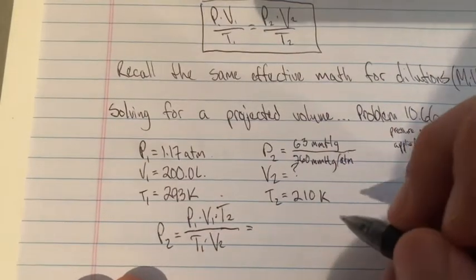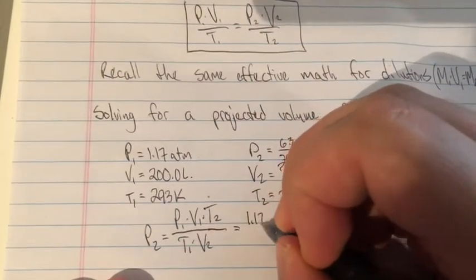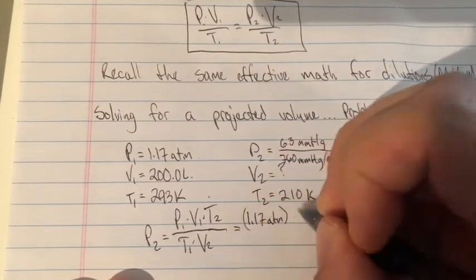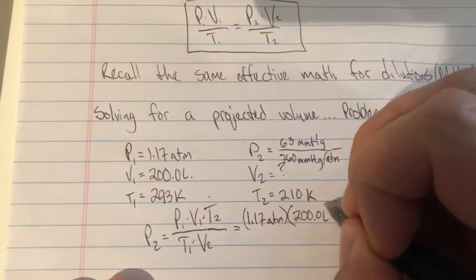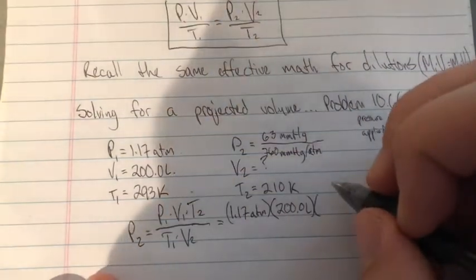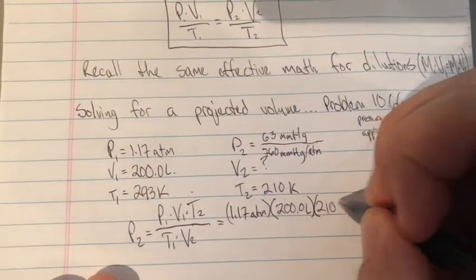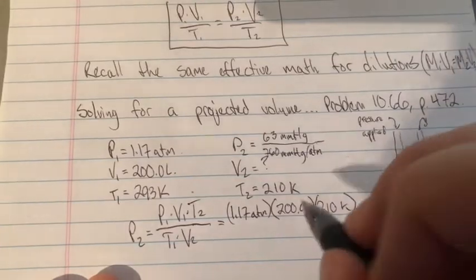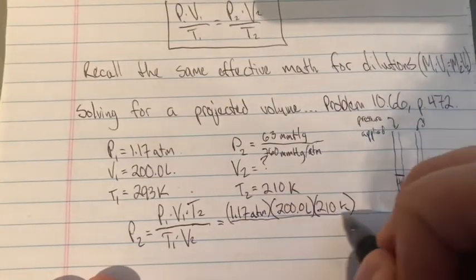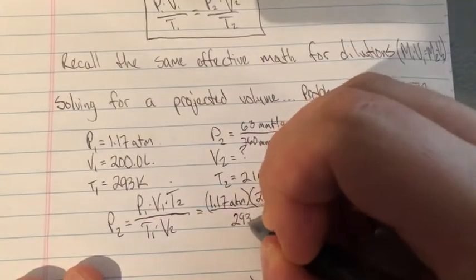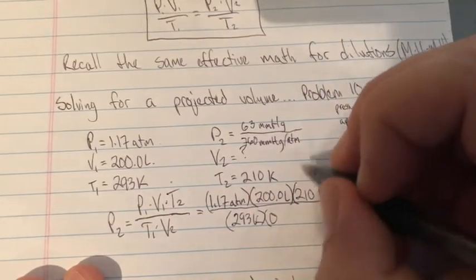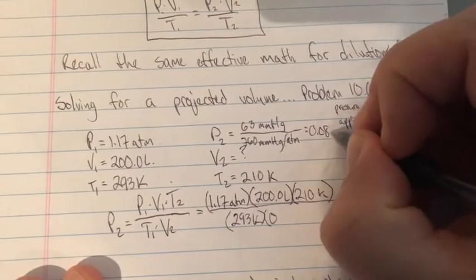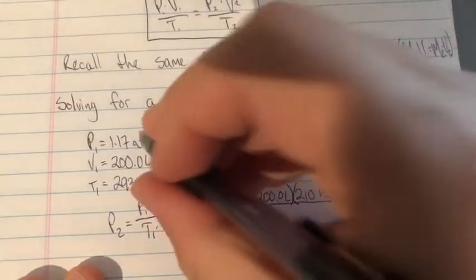Okay, so plugging everything in: 1.17 atmospheres for P1, 200 liters for V1, and then 210 Kelvin for T2. Okay, so Kelvin and atmosphere should cancel out, and you should just be left with liters right here. So 293 K, and then this conversion is 0.083. So substantially lower than the initial.